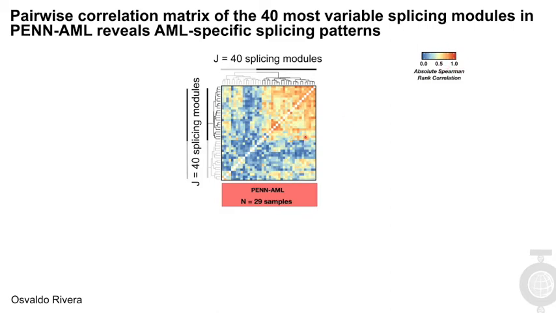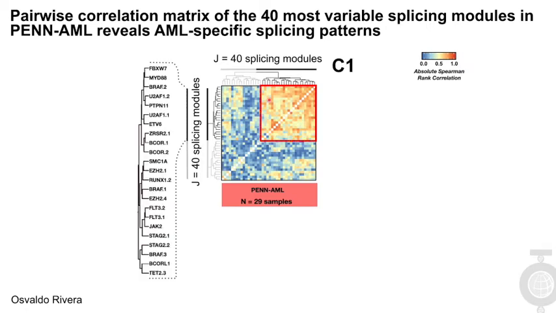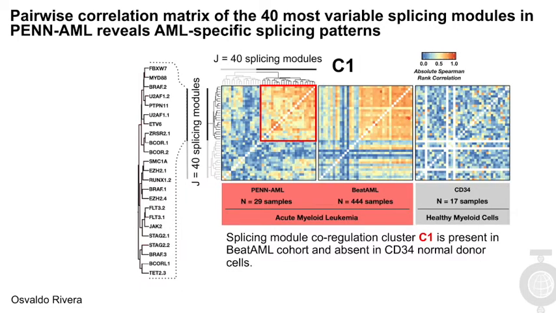As you can see, cluster 1, shown here as C1, represents the cluster of highly correlated splicing modules that includes 23 of the 40 modules. Importantly, we see that the co-regulation that we are observing in the PENN AML cohort is also present in the BEAT-AML cohort and absent in the CD34 cohort.